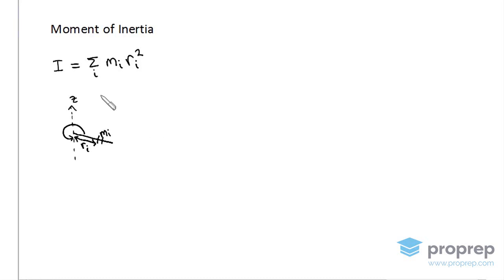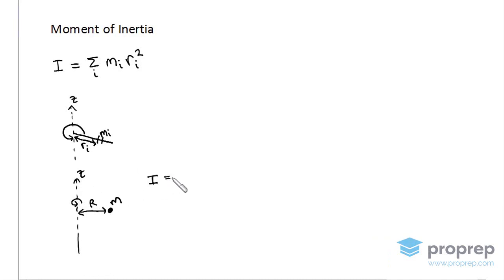Now we're going to do a worked example of a much easier example. Here again we have our axes of rotation, and here we have a point mass of mass m, located a distance r away from the axes of rotation. This point mass is rotating around the axes of rotation. So let's work out the moment of inertia.